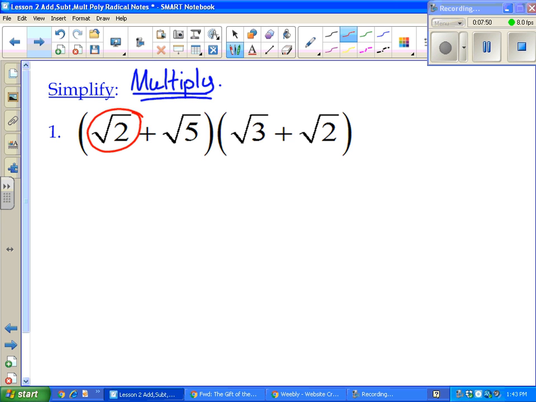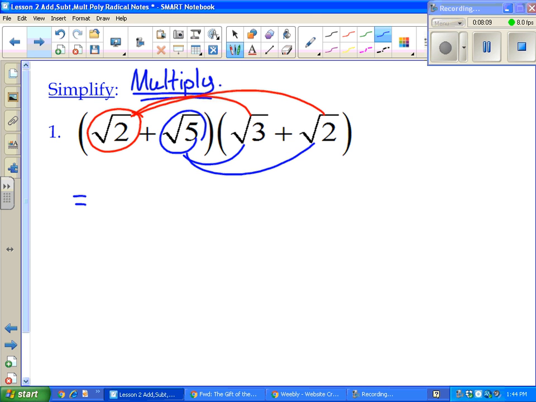I'm going to start with square root of 2 and multiply it by the first, then square root of 2 times the second. Then I'm going to come back and I'm going to multiply square root of 5 times the first and square root of 5 times the second. The same procedure when I had x's, but now that I have square roots, I now know how to multiply and add square roots so I can work with that.